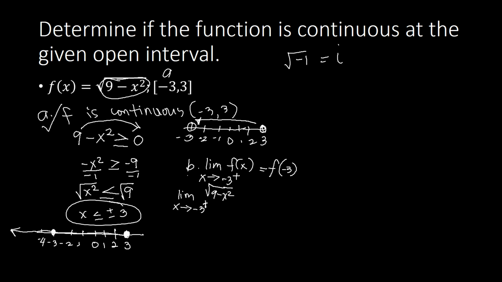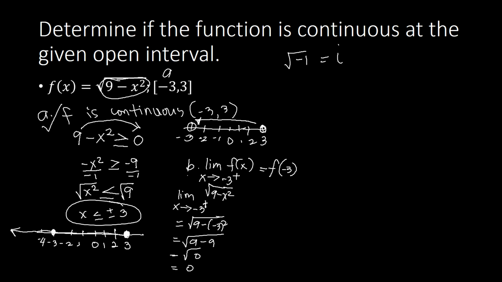We don't have a problem at all. That is why we're trying to substitute that value to our x. Square root of 9 minus negative 3 squared, that will be equal to the square root of 9 minus 9, which is equal to the square root of 0, which is 0. So that is our limit.